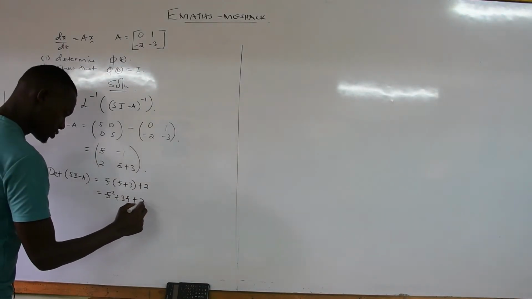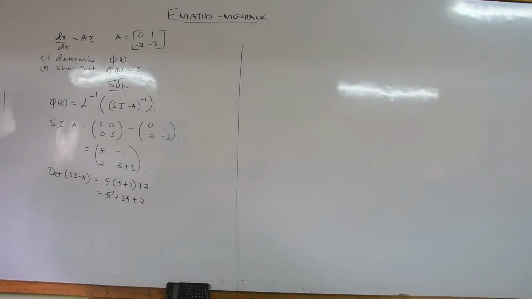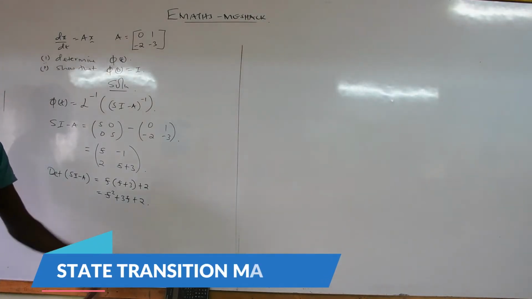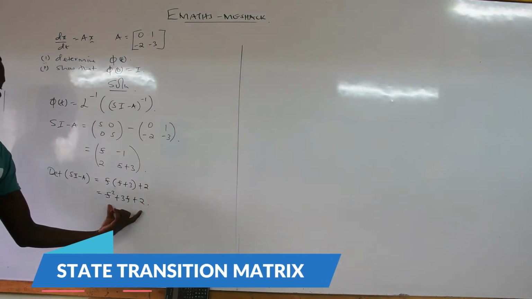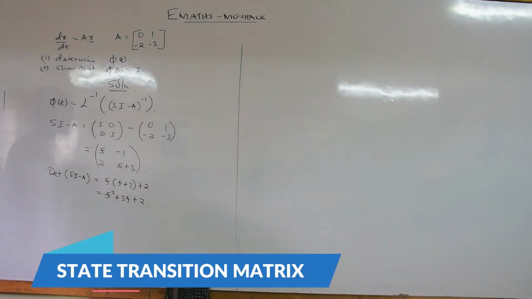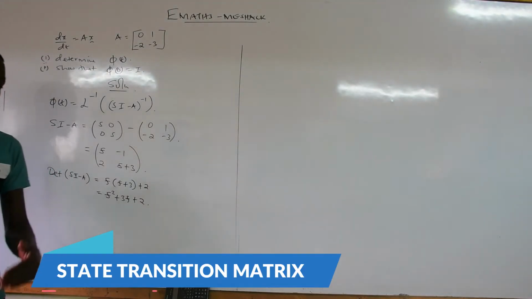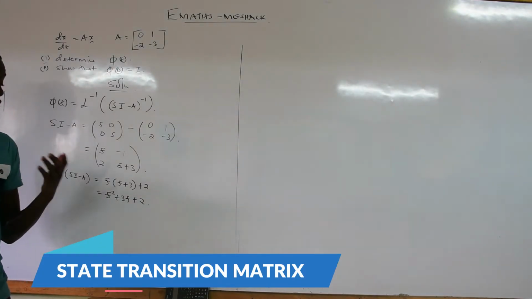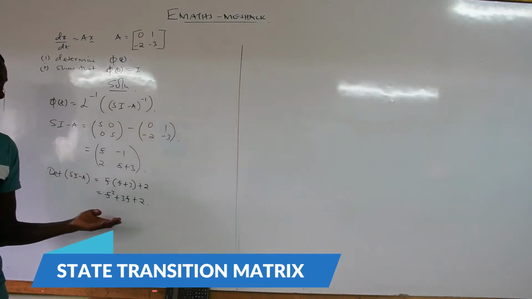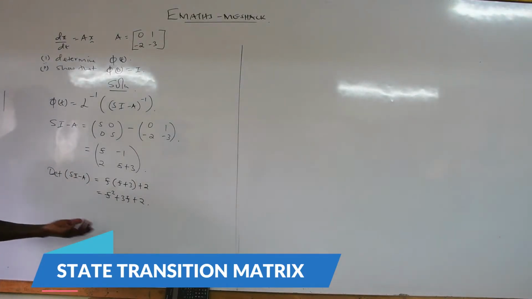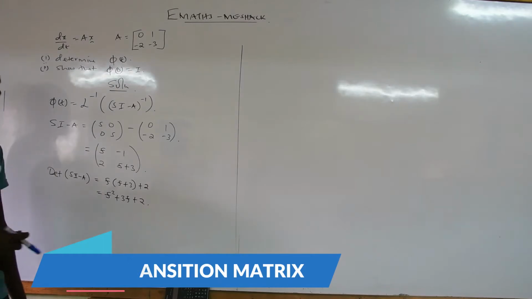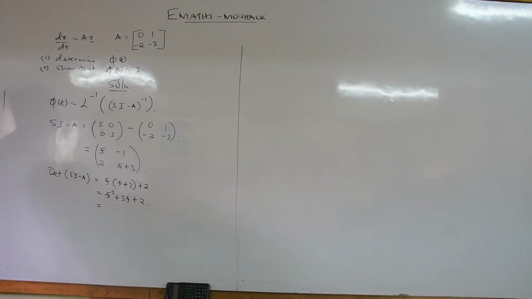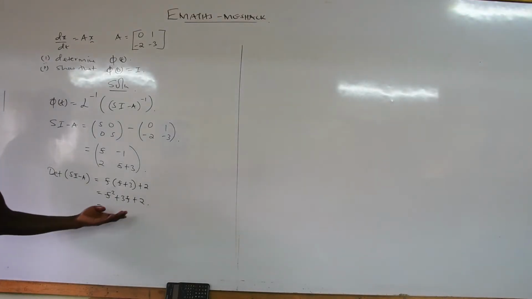Now we have this quadratic equation, and you check if it can be simplified in terms of factors. If it can be simplified in terms of factors, then we shall use partial fractions altogether. If it does not, then we shall use the completing the square method.